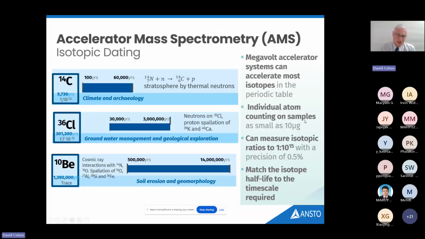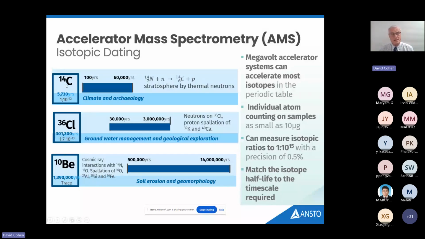As I mentioned in my introduction, we're going to talk about 2 techniques. The first one I want to tell you a little bit about is accelerator mass spectrometry, AMS. AMS is an isotope dating technique. And on the 4 accelerators that I've shown you, we can accelerate pretty well any isotope in the periodic table, from hydrogen right through to actinides and uranium. I've selected 3 isotopes here to show you with the dating technique how we can span just a few years to millions of years with just these 3 isotopes.